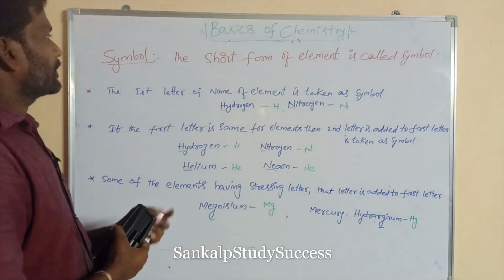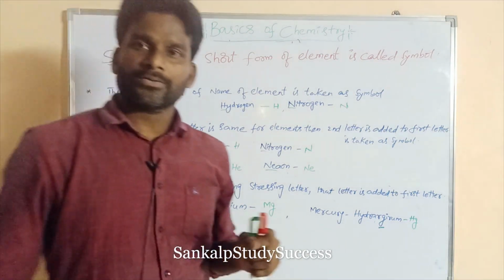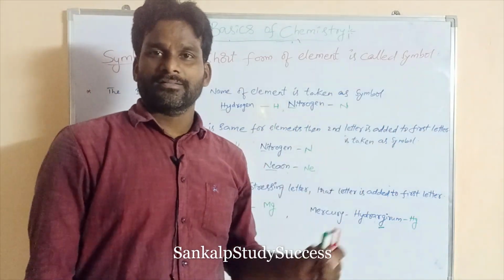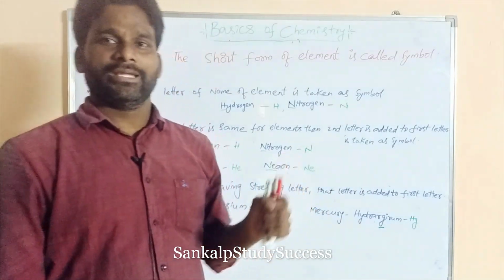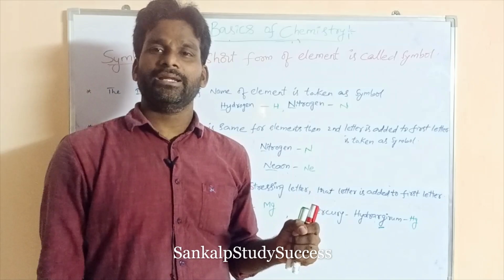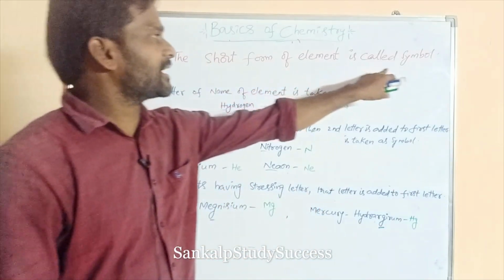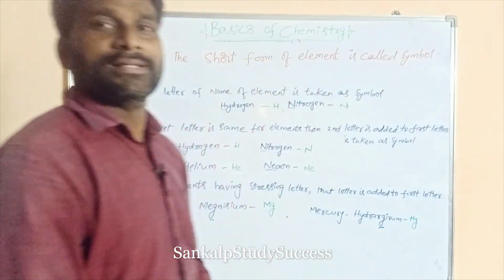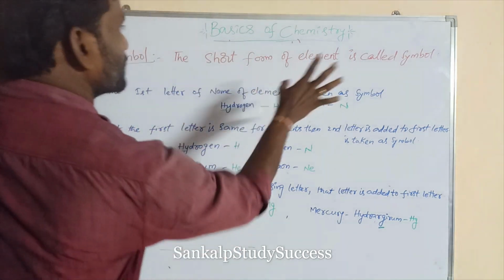Symbol. Suppose Nandamuri Tarak Ramarao. What is its short form? NTR. Power Star Pavan Kalyan, PSPK. That is the shortest form of their names. Similarly, for elements also, the short form of an element is called a symbol.